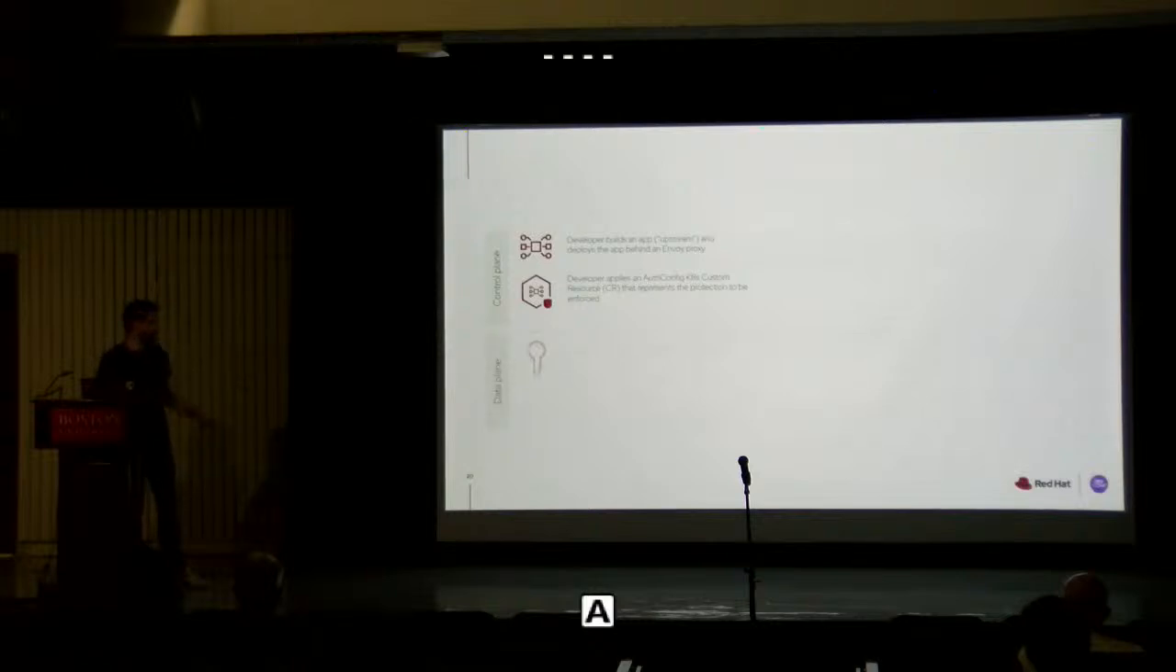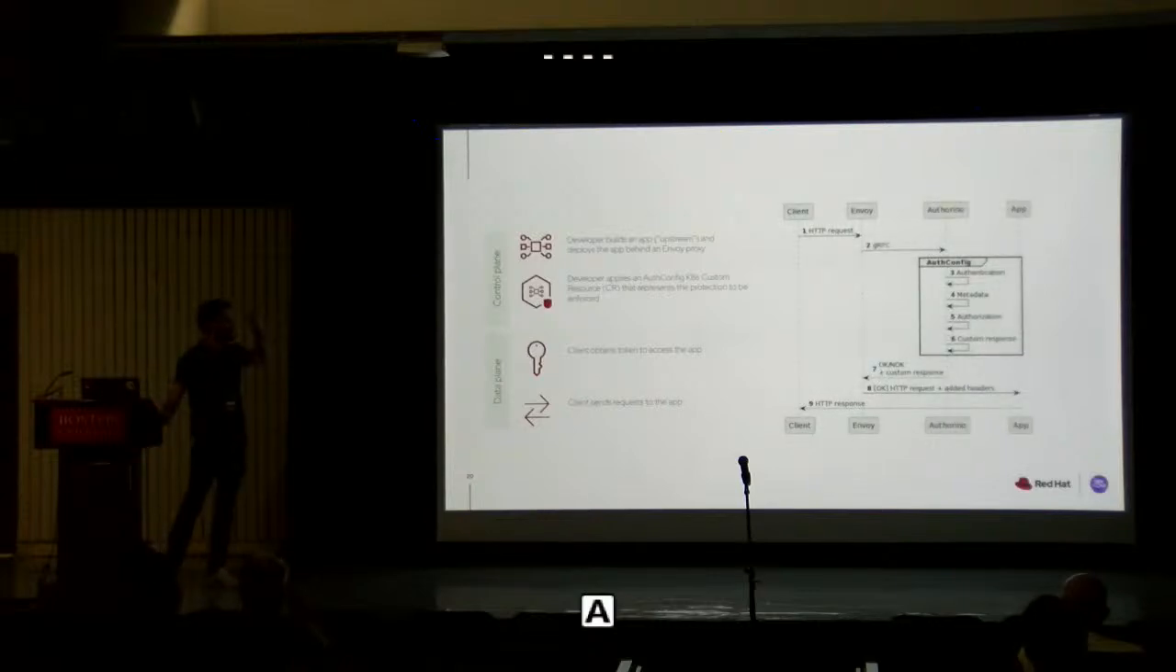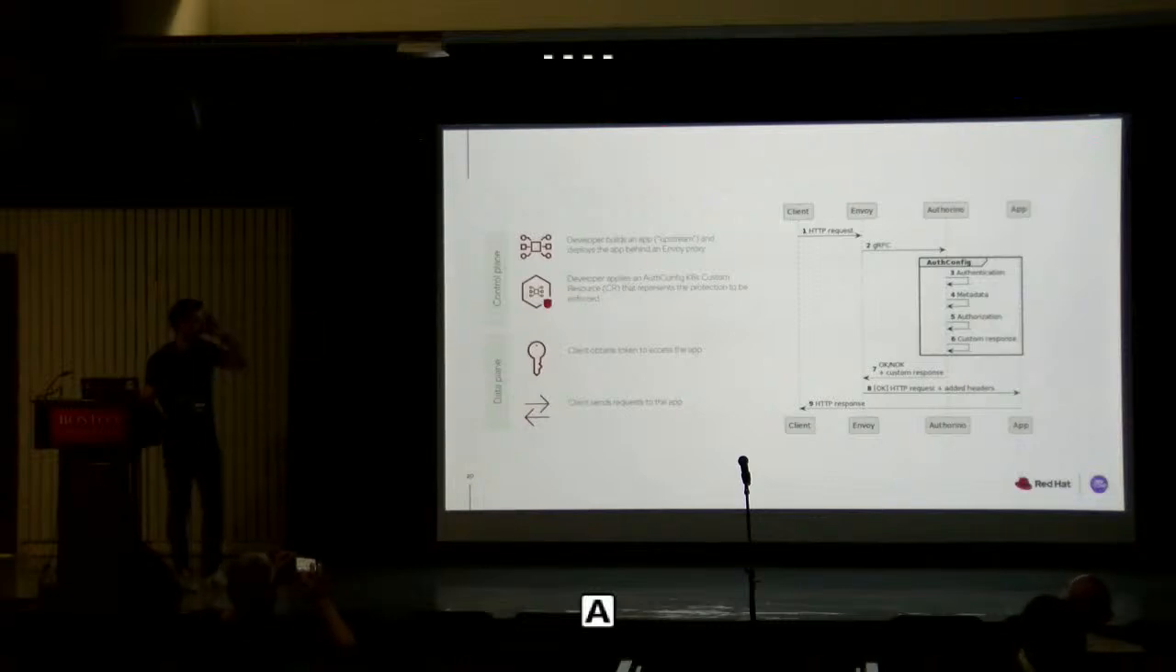So in the data plane, clients, other applications, or users that will consume your application can obtain a token or a form of access for your application, and start sending requests to the application. Effectively, what's going to happen is this: the client sends an HTTP request, for example. It doesn't have to be HTTP, but for example, an HTTP request. Envoy is the facade that actually receives the request.